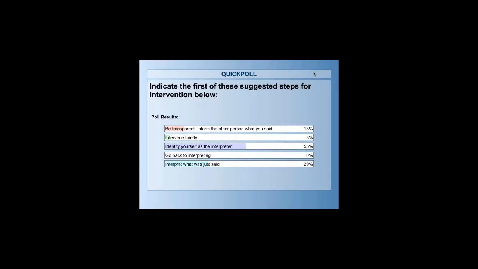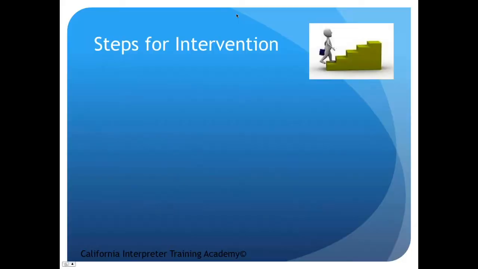So I am going to go ahead and reveal the results. Most everybody is saying identify yourself as the interpreter, followed by interpret what was just said and be transparent. Intervene briefly got a couple of responses, and nobody chose go back to interpreting. Okay, well, that's a good sign.